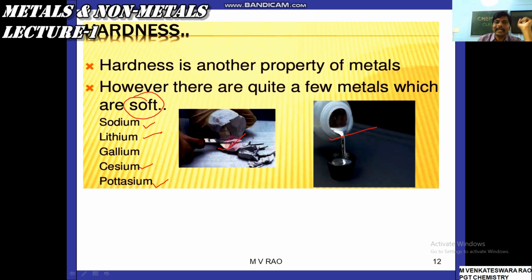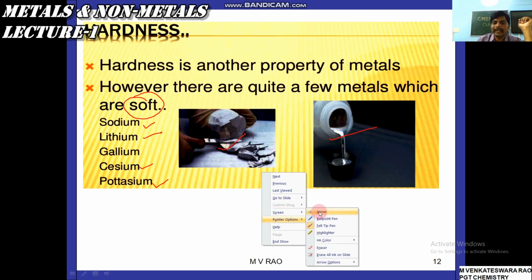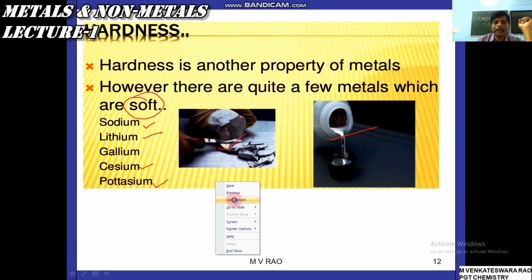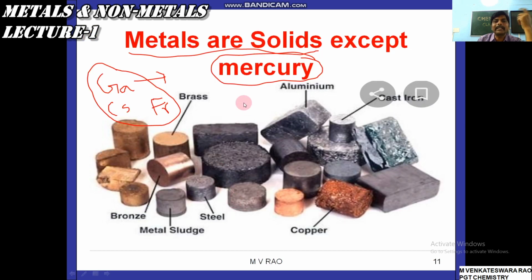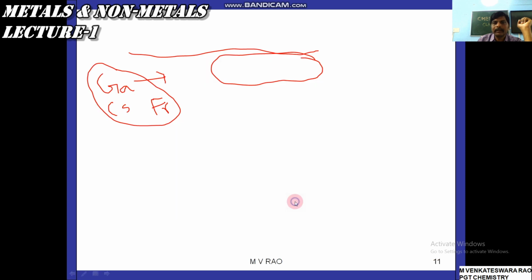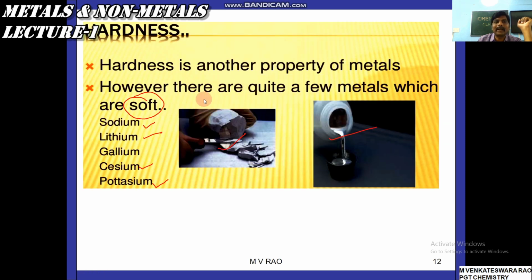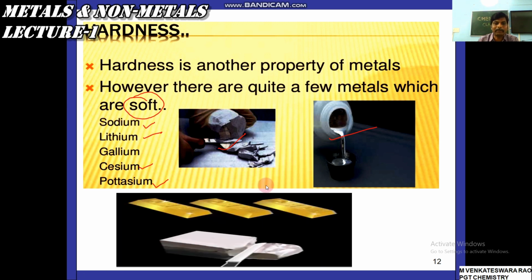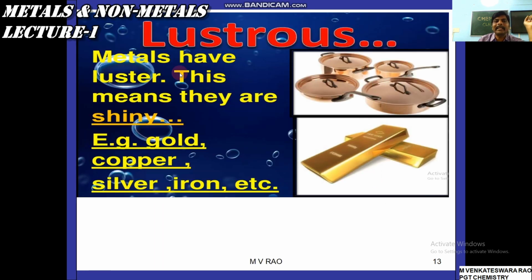But all the others, I told you, in the middle of the periodic table, some metals are there. What are those metals? Those are transition metals. All transition metals are hard metals. Hardness is another property of metals, but alkali metals are soft. In the chemistry lab you can see sodium metal being cut with a knife like cake. Okay, so the next physical property, lustrous.